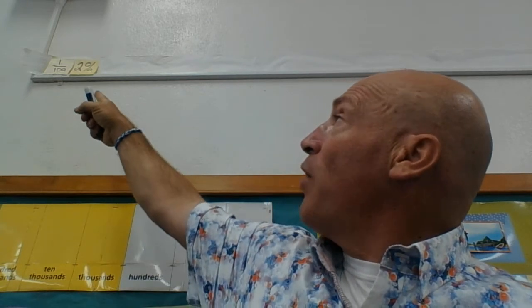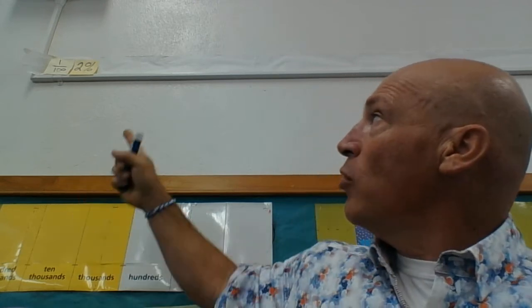Percent is Latin for per, meaning out of, and cent means 100. So 2% means 2 out of 100. The fraction 1 out of 100 means the same thing as percent. It's just written in English, 1 out of 100. And so today is our third day of school.